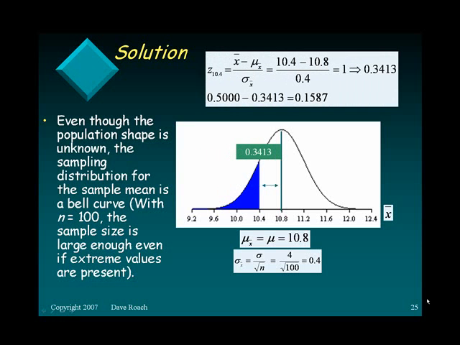Then we compute our z-value in at least a similar fashion as we had before. We take x bar, which is now our random variable, minus the mean of the distribution, the mean of the sample means, and divide by the standard error. That all comes out to be 1, and we know by now that that means the area is 0.3413, the area from 10.4 to the mean, which is 10.8. But we're looking at the area below that, so we're going to subtract that from 0.5.